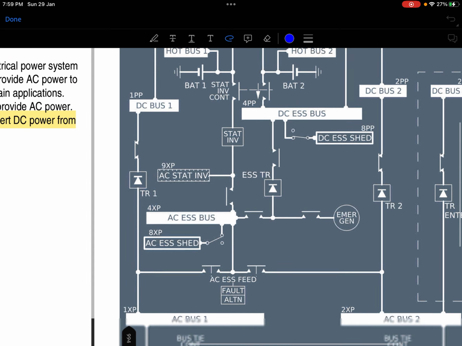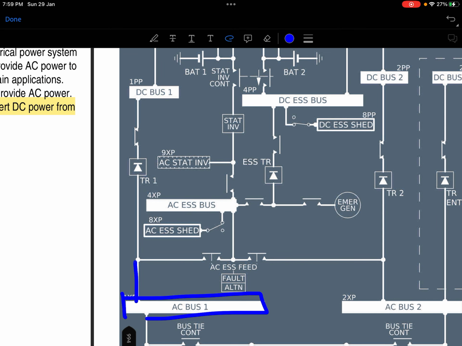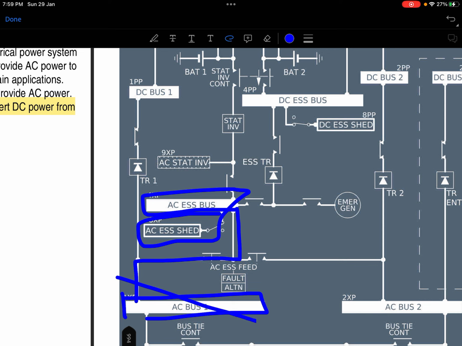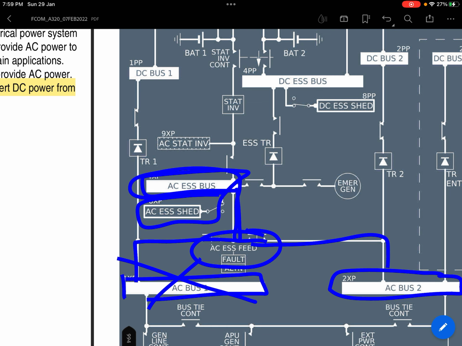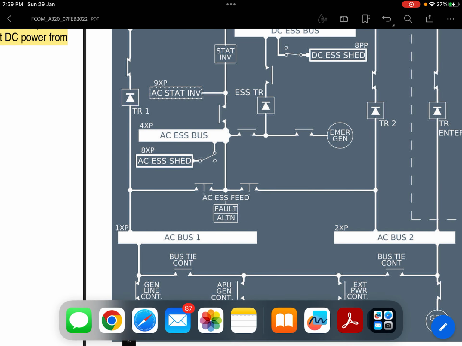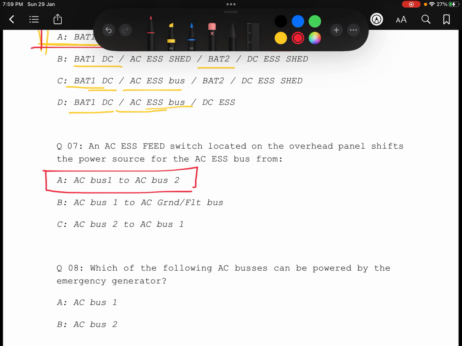Generally your AC bus 1 supplies the AC essential bus and AC shed bus, right? But if power at AC bus 1 is not available, then after pressing this AC essential feed push button, AC bus 2 supplies the current to the AC essential bus. So it is the alternate way to power the AC essential bus. That's the only thing they were asking. I hope it is clear now. So option Alpha.